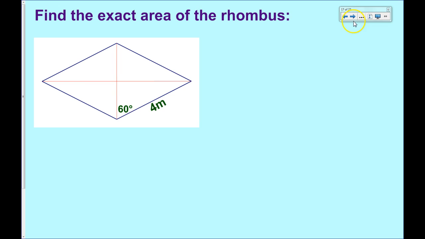Our next example has very few labels on it, but we can totally find the exact area of the rhombus. Why don't you copy down the drawing? Okay, this relies on you remembering just a couple properties about a rhombus, mainly that the diagonals are perpendicular, which splits this rhombus up into 4 not only right triangles, but 4 congruent right triangles.